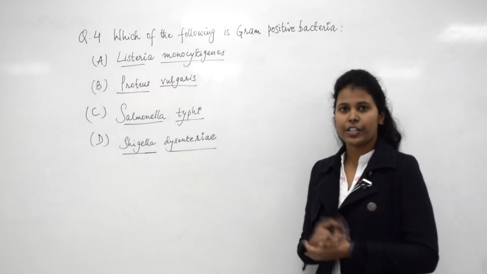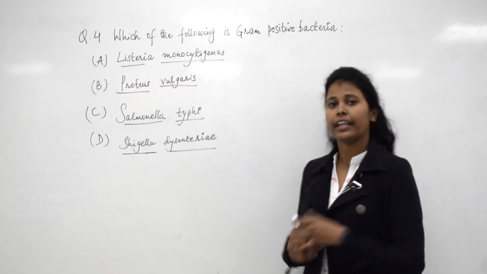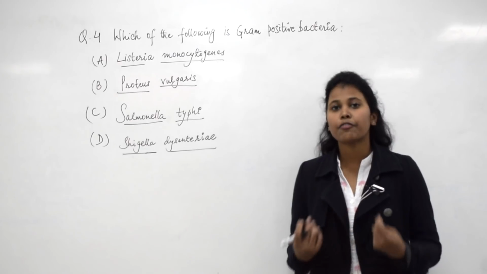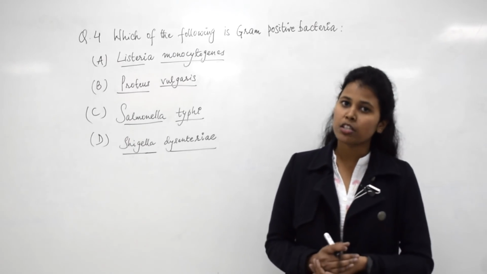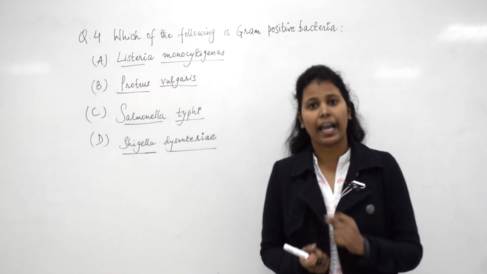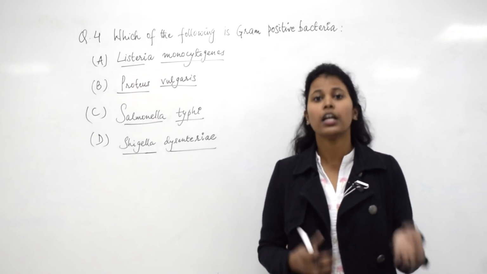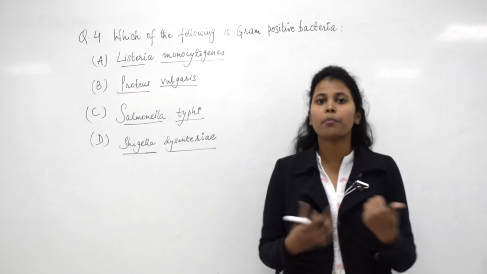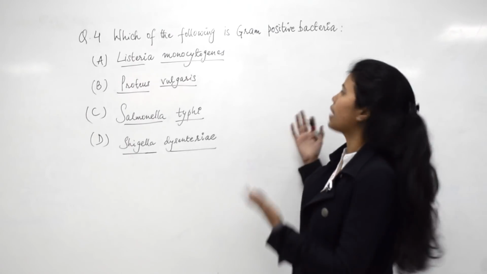Before moving on to the options, let's first understand the basic difference between gram-positive and gram-negative bacteria. The basic difference lies in the cell wall structure. Gram-positive bacteria have a thick peptidoglycan cell wall, whereas gram-negative bacteria have a thin peptidoglycan layer. Instead, they have an outer membrane which increases their toxicity. So please remember this as a thumb rule: gram-negative bacteria are more toxic than gram-positive bacteria.